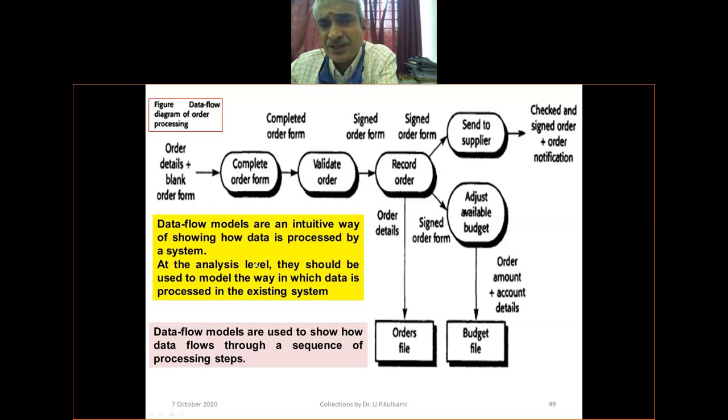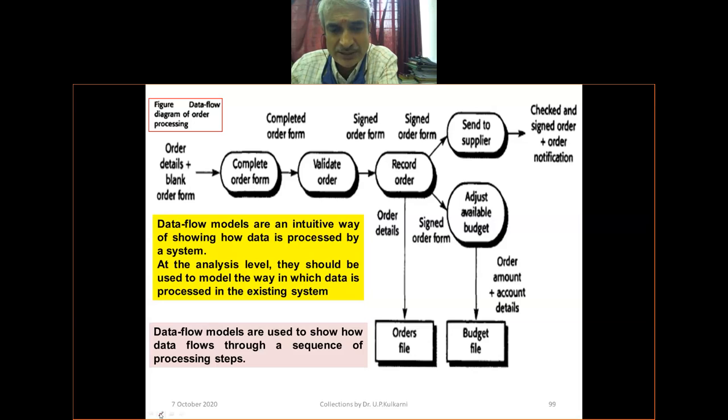See, it is being written here. Look at that. Data flow models are an intuitive way of showing how data is processed by a system, through the various processing components of the system. At analysis level, they should be used to model the way in which data is being processed in the existing system. That's what is called a data model. Now look at that, order details and blank order form, etc.